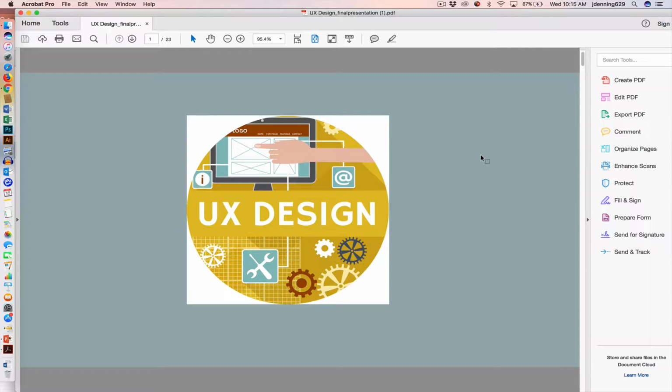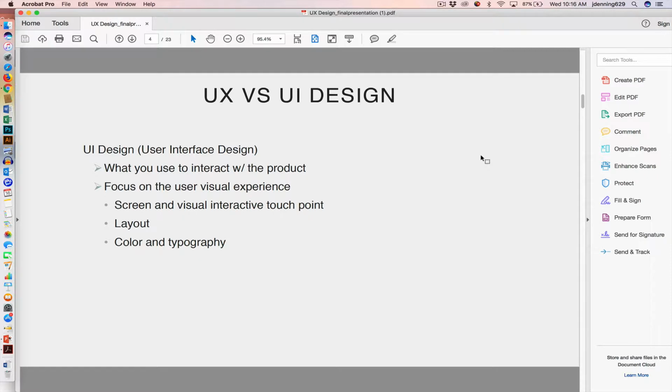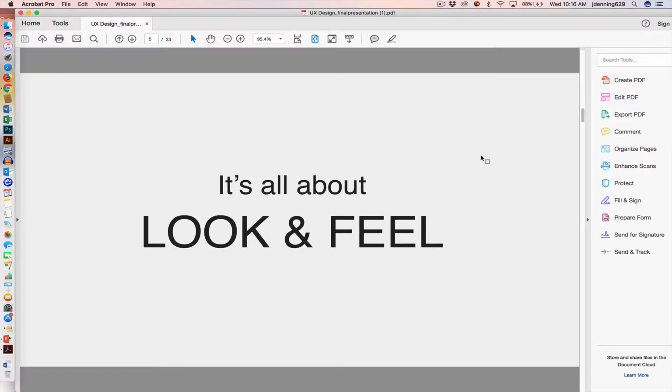So UX design, let's talk about it a little bit. What is UX design? User experience design is the sum of a person's emotions and behaviors when interacting with a product, system, or service. Some of the goals are a straightforward experience, easy to complete their task, smooth, not clunky. So that's how you would evaluate UX. UI, on the other hand, is what you use to interact with the product. It focuses on the user's visual experience, screen and visual interactive touch points, layouts, color, and typography. So it's all about the look and feel.